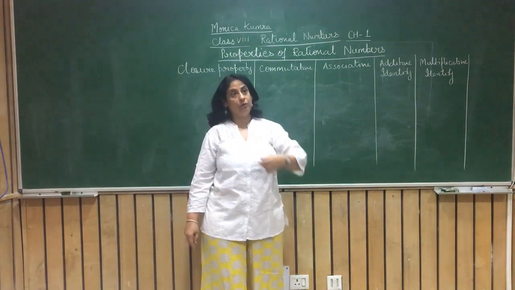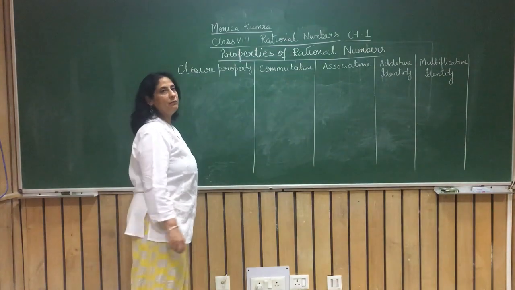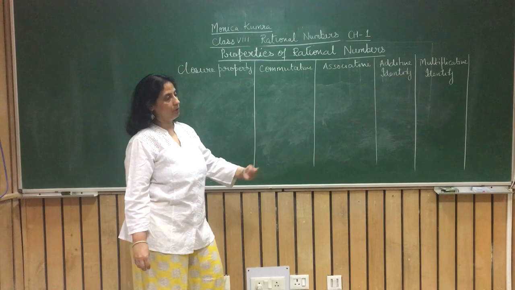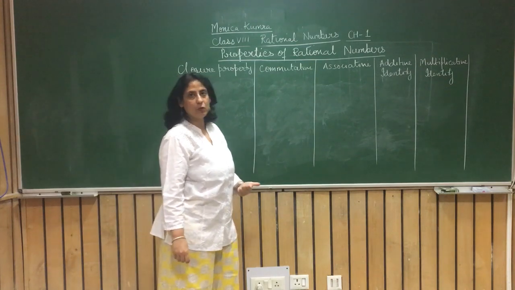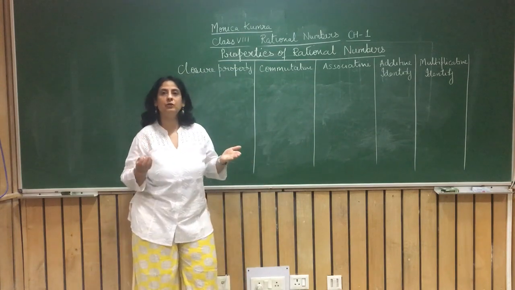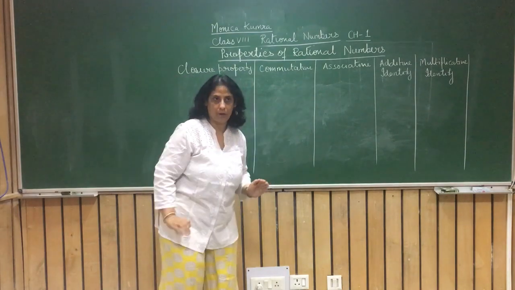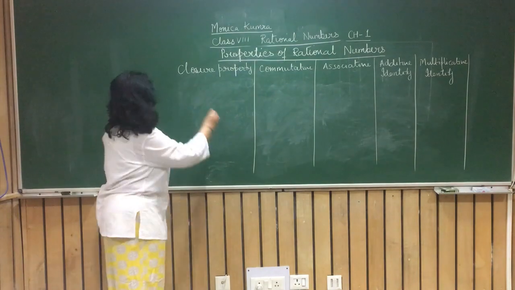Closure property. Now what is closure property? What happens when we add two numbers, 7 plus 5? We get the answer 12. If 7 is a whole number, 5 is also a whole number, answer 12 is also a whole number. So this is closure property, that when we add two whole numbers, we get a whole number. Clear? Now what will happen if we add two fractions?